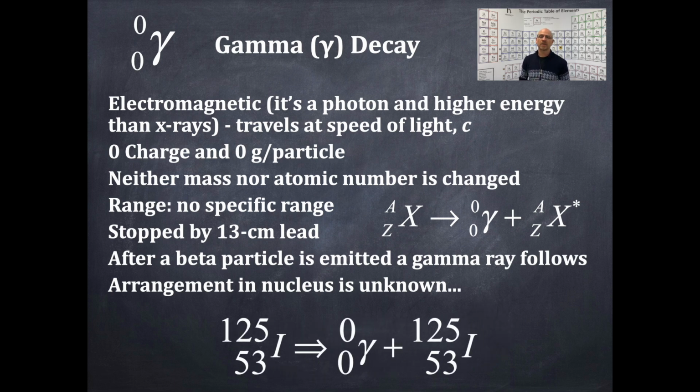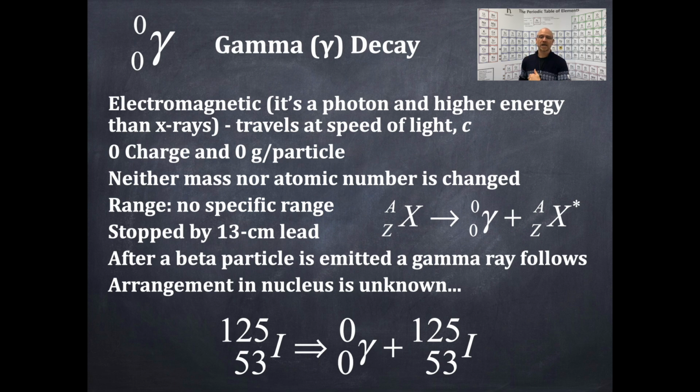This is an example of something that undergoes gamma emission, and that is iodine-125. Iodine-125 undergoes gamma emission, and what do you get? Iodine-125. No way. But that iodine-125 on the product side is lower in energy than the reactant iodine-125. That's the key part here.